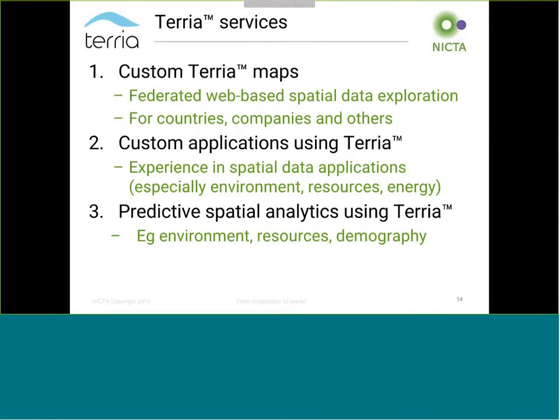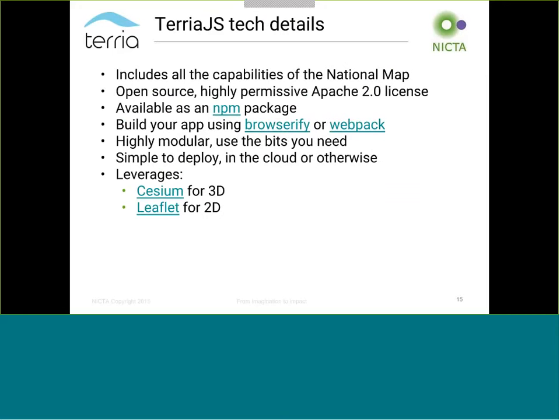So let me tell you a little bit more about the technology that underlies TerriaJS specifically. TerriaJS includes all of the capabilities in Australia's National Map, everything that I showed you in that demo. And it does so under a highly permissive Apache 2.0 license. So you can use it in virtually any application, commercial or non-commercial. And there's no requirement to contribute your modifications back to us, although, of course, we'd really appreciate it if you did, but you're not obligated to do so.